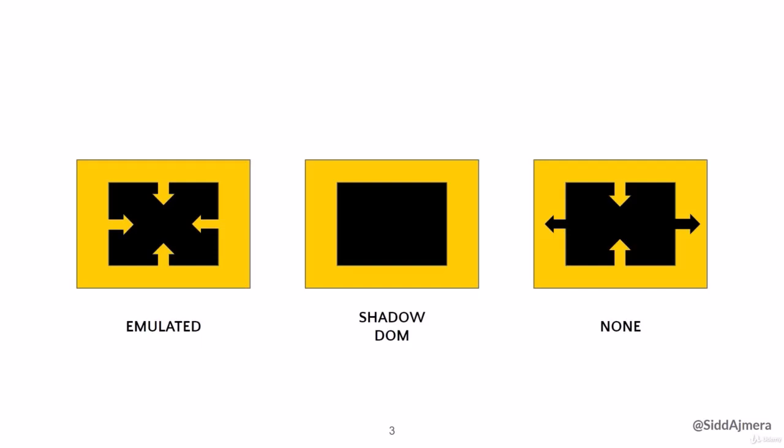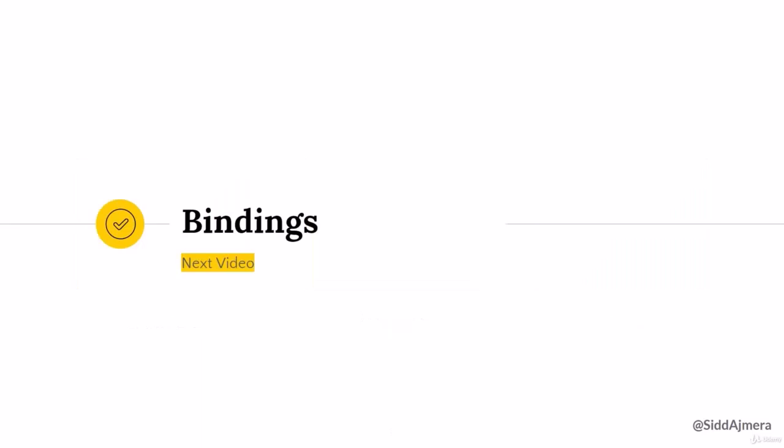Finally, we also saw none as the view encapsulation strategy, wherein there won't be any strict separation between the global styles and the local styles. So the styles of your component are going to leak outside to the global styles, and your component is also going to inherit global styles. That brings us to the end of this video. In the next video, we are going to continue with Angular components and how we can use bindings in Angular components. So I'll see you guys in the next one.